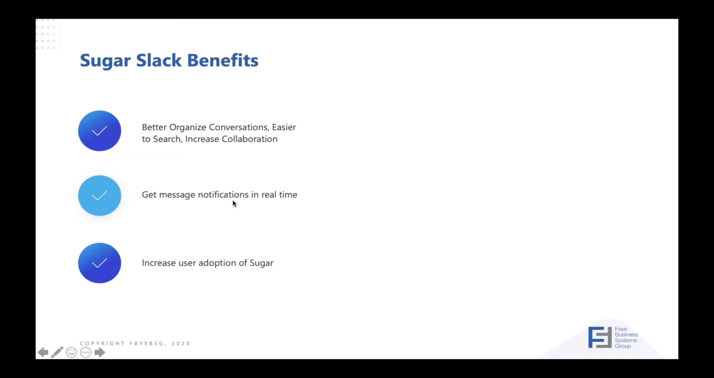Again, Slack benefits: you can get message notifications in real time. So if a field updated, if a new lead or a new record was assigned to you, you would get that notification in real time in your Slack. And again, this all goes to help with just increasing that user adoption of Sugar, just making it more sticky for your users, giving them a reason to actually use Sugar and make it more part of their day-to-day lives, so you can get the most return on your investment for Sugar.